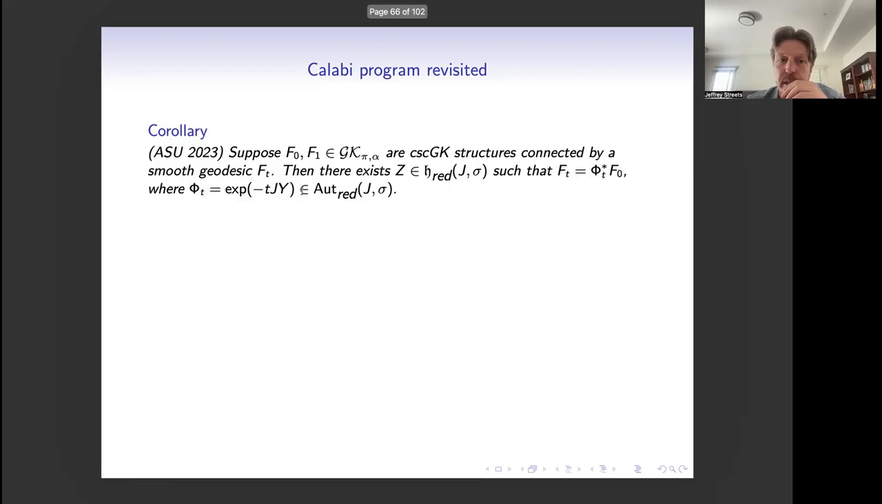Okay, and in particular it's saying that you have uniqueness up to the action of this group. So it's like a formal uniqueness result, up to the action of this group.